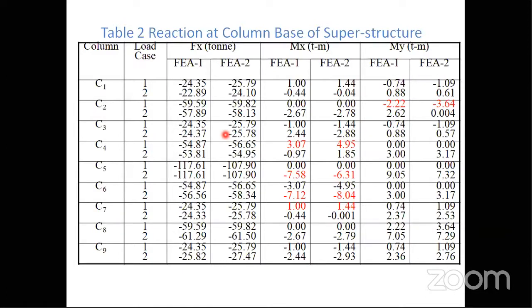And we can see this comparison of the moment. Basically you can see here the moment was 3.07 ton meter and it is 4.95. The increase is quite large, maybe around 50%, 7.58 to 6.31, 7.12 to 8.041 to 1.44. So roughly we can say that 2.2 to 3.64. So the increase in the moment is around 40 to 45% because of the flexible base. Now we have modeled this not as a rigid base, but as supported on the pile foundations, and because of this there is a significant increase in the bending moments.